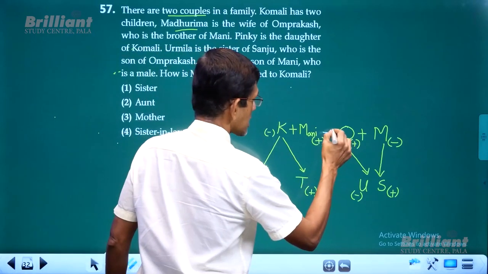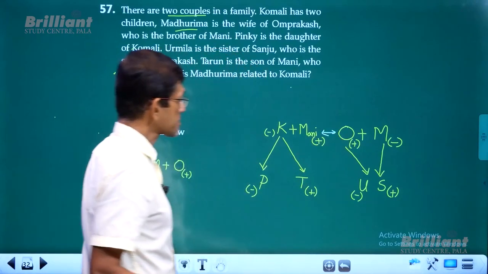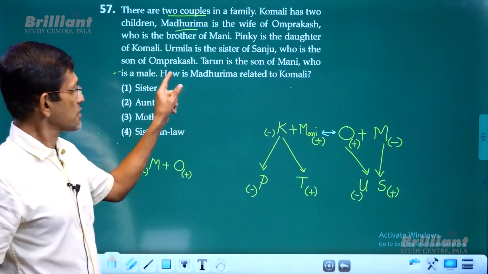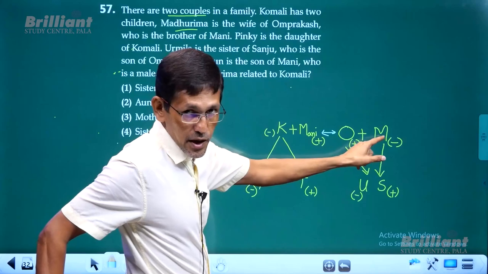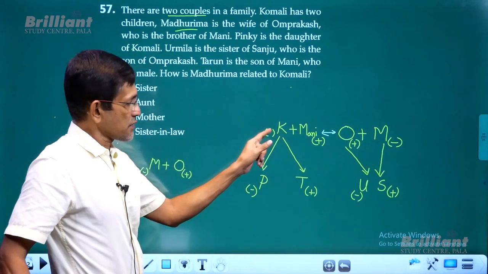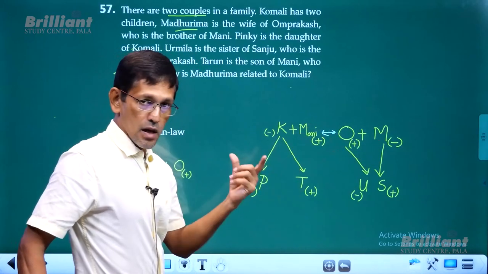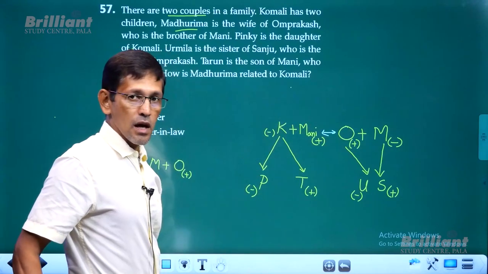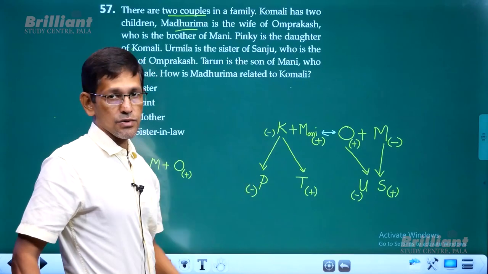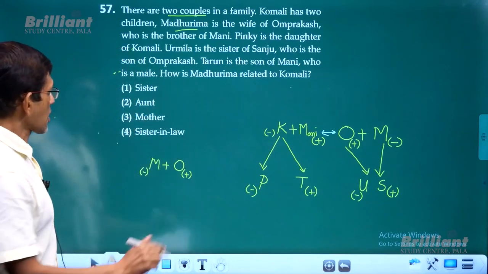Om Prakash and Mani are brothers. The relation we are looking for is between Madhurima and Komali. Madhurima is the wife of Om Prakash, and Komali is the wife of Mani. Mani and Om Prakash are brothers. So ultimately, Komali and Madhurima are sisters-in-law. That's the relation between them, sister-in-law.